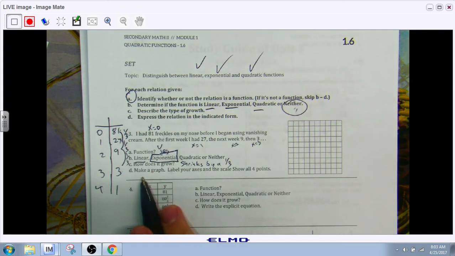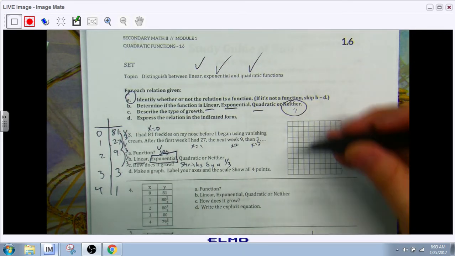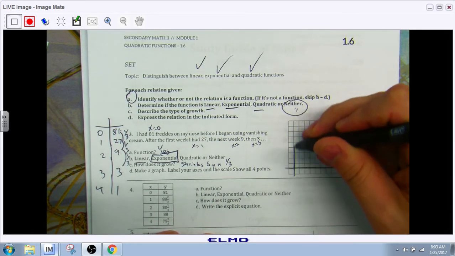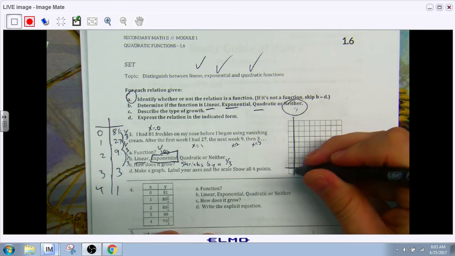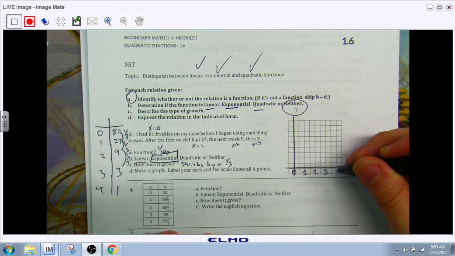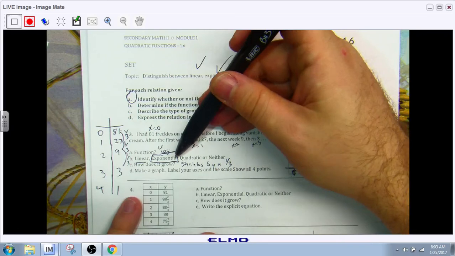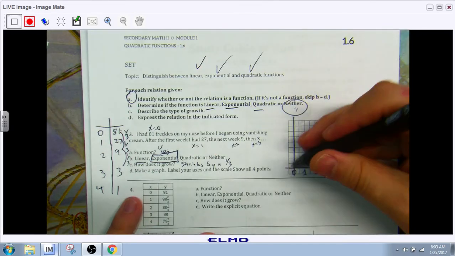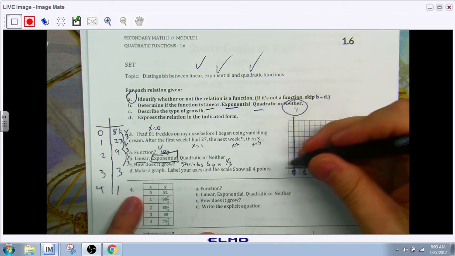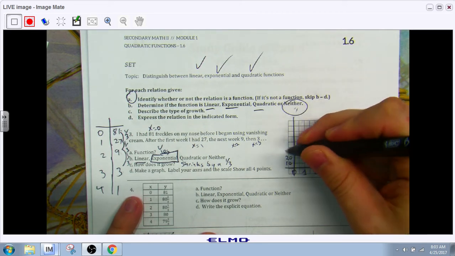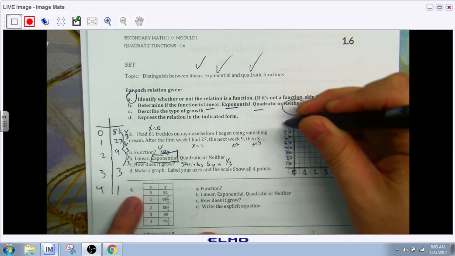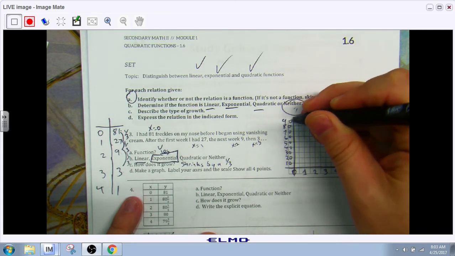And then finally, make a graph, label your axes, show all 4 points. Okay, sweet. So I will make a graph. Okay, this will be 0, 1, 2, 3, and 4. I have to go all the way up to 81. I have 1, 2, 3, 4, 5, 6, 7, 8, 9 of these, so I'll count by tens. 10, 20, 30, 40, 50, 60, 70, 80, 90.